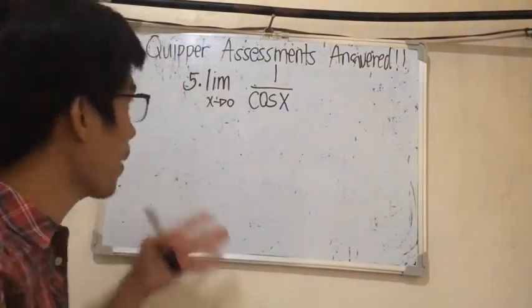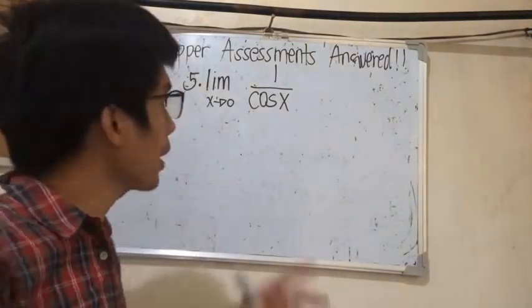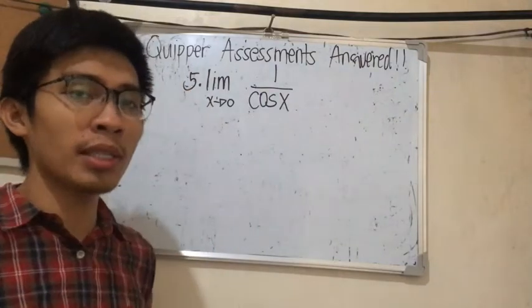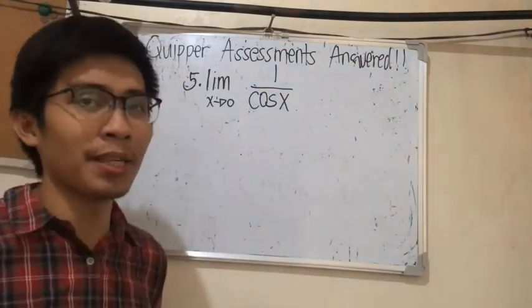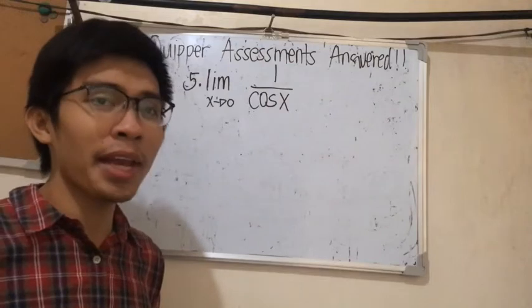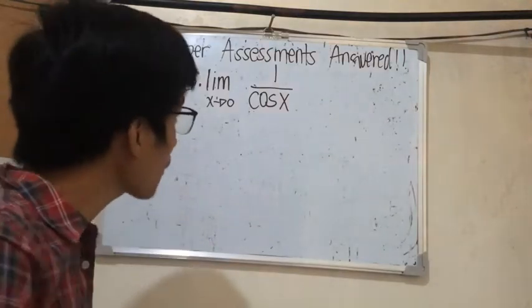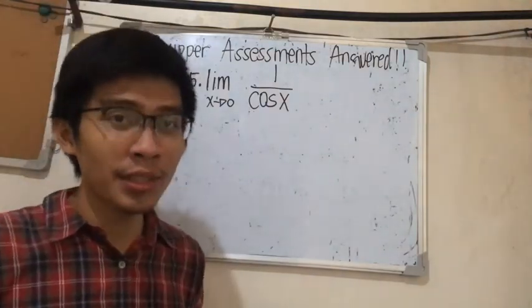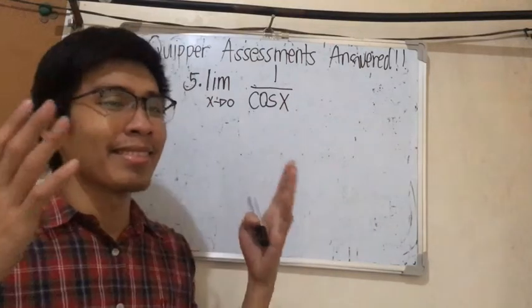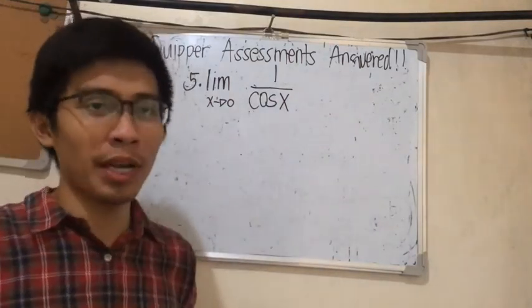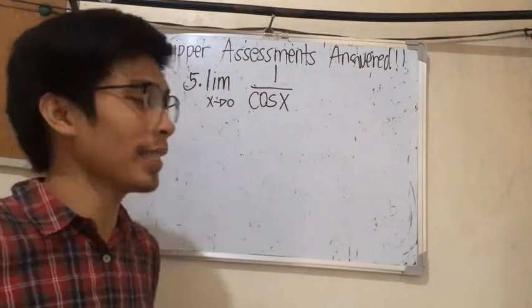We are down to example number 5. The question is, the limit of 1 over cosine x as x approaches 0. You may pause the video for now and answer it on your own. I do hope you are done answering the problem. So now, let's check if you got it right.